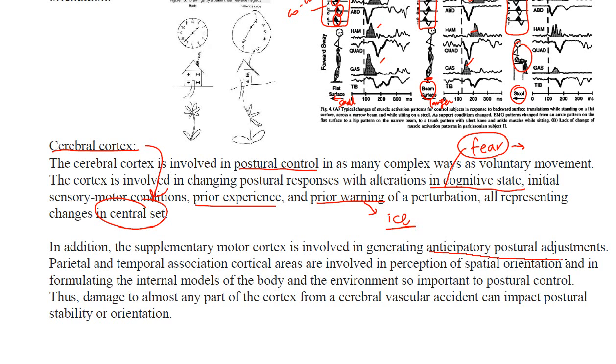APA, anticipatory postural adjustment, is known to involve the supplementary motor cortex, and this can be found in the medial aspect, ventral to the primary motor cortex.